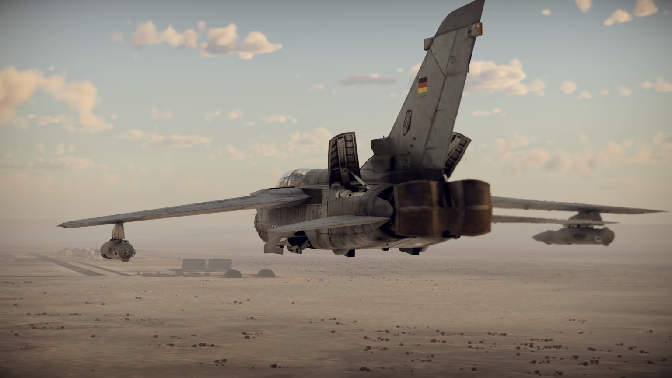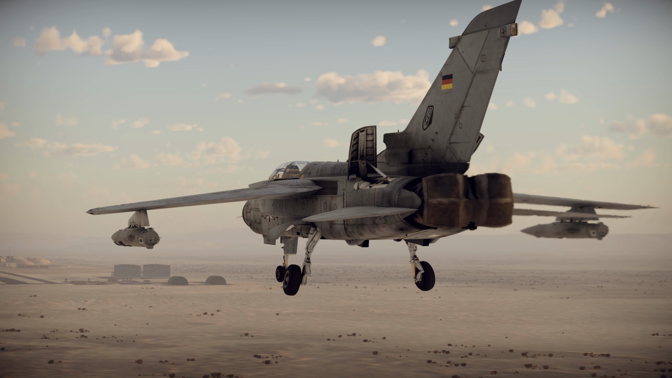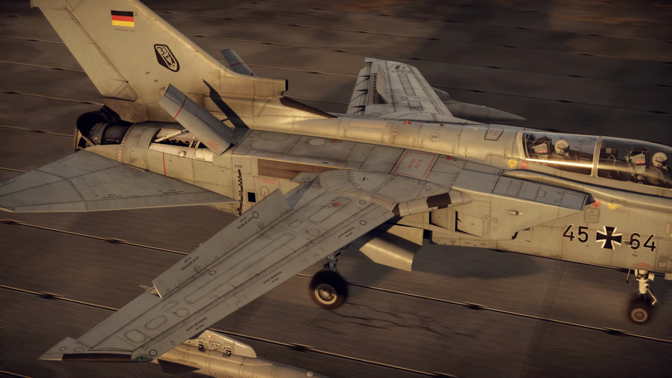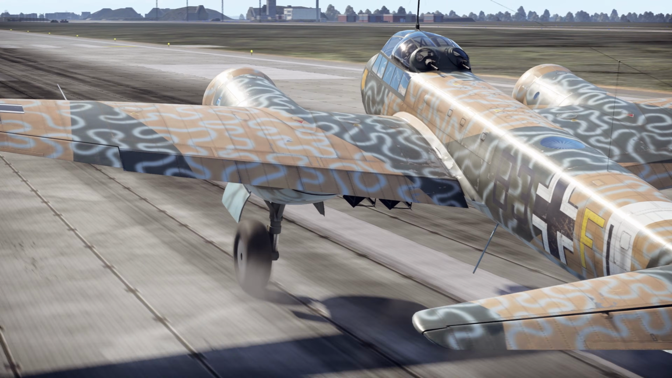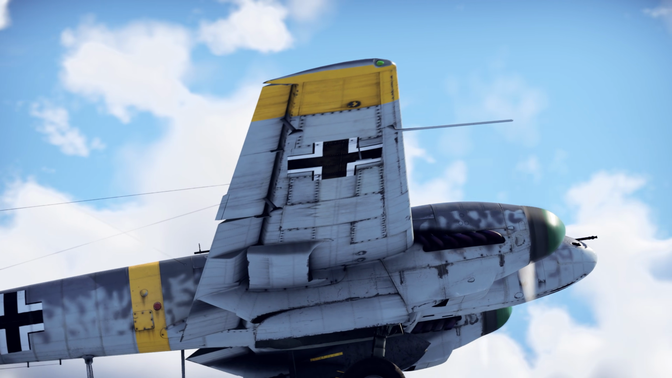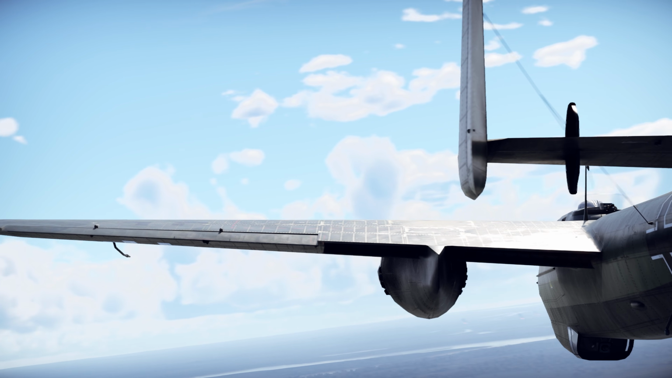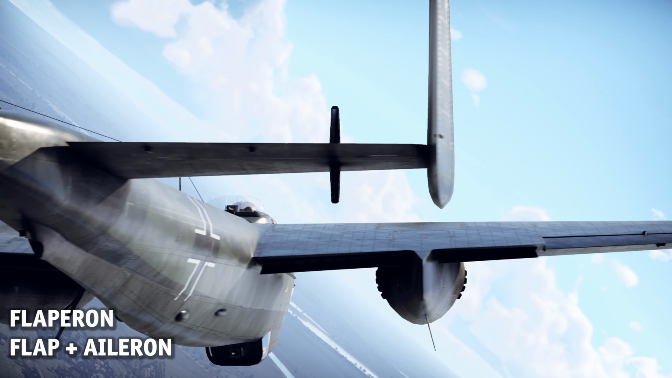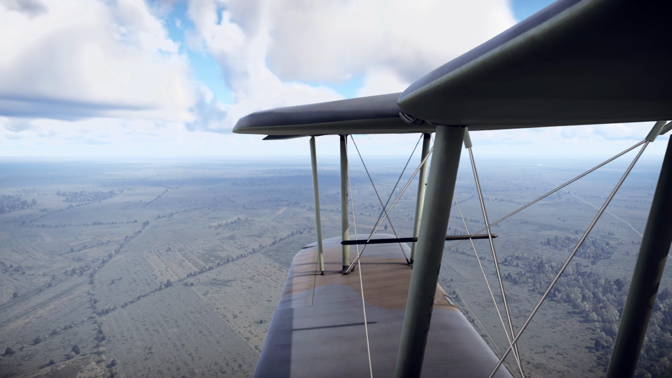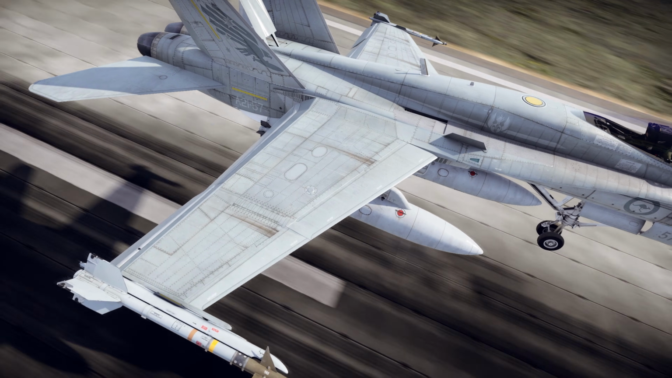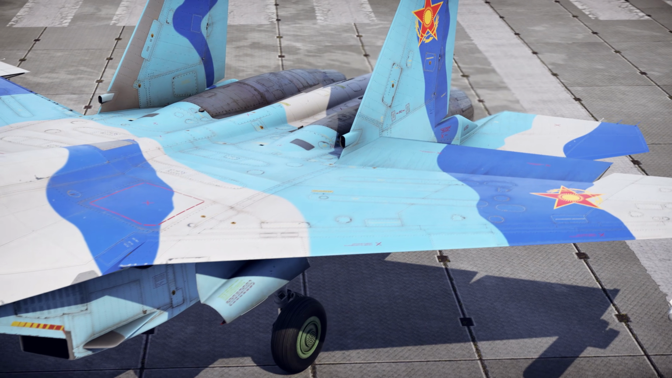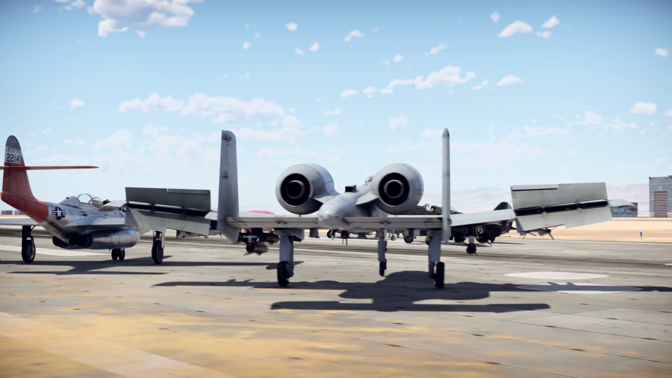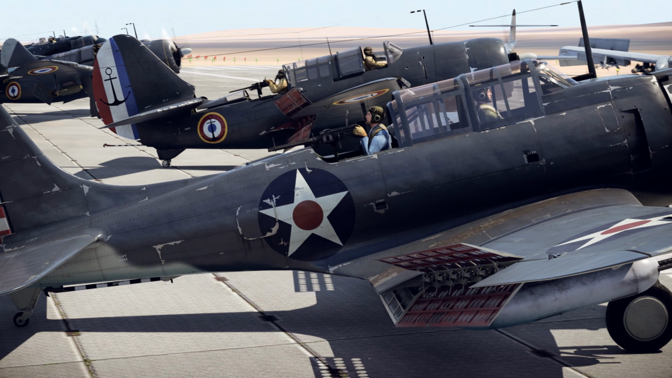Spoilers and interceptors can also act as air brakes or work alongside them, such as providing extra downforce during braking. And that's not all. There are control surfaces that perform multiple functions. For example, there are ailerons that also function as flaps. These are called flaperons. They've been used for a long time on various aircraft, from the Swordfish to the Hornet and the Su-27.